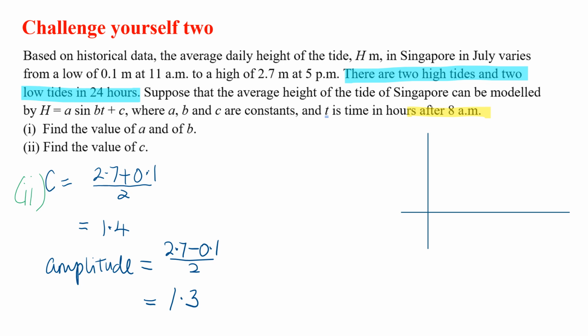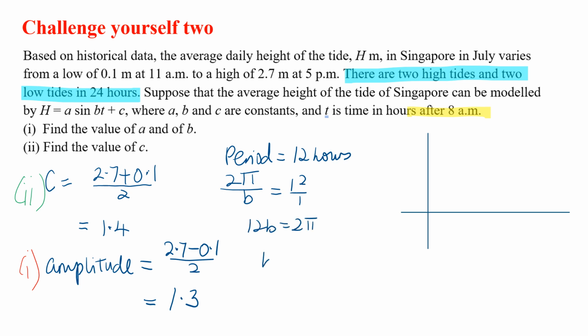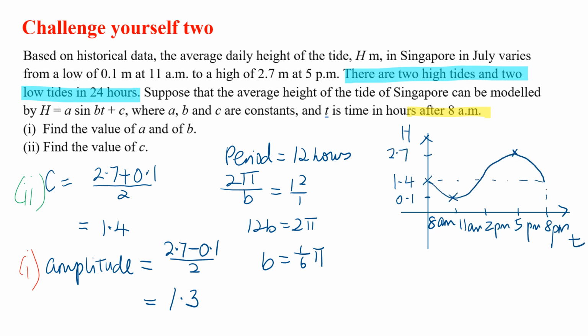The next thing is that we need to find your period. Just now we mentioned that there are two high tides and two low tides in 24 hours. So therefore, one high and one low will be in 12 hours. So 2 pi over B is equal to 12. From there, you can find B to be 1 over 6 pi. Now the next thing is that we need to sketch the graph. You need to sketch the graph to determine if your A is positive or negative.